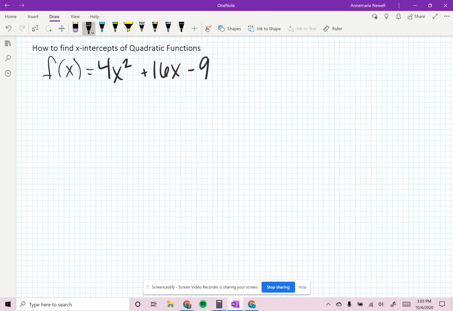Well, let's see. We should always ask ourselves, what is our greatest common factor between these three terms? So our greatest common factor would be, it looks like nothing is in common between a 4 and a 16 and a negative 9. So I would just say 1, which means I don't need to pull anything out. Okay. Again, I said this needs to be set equal to 0. So here is our quadratic function that we are now going to try to factor.